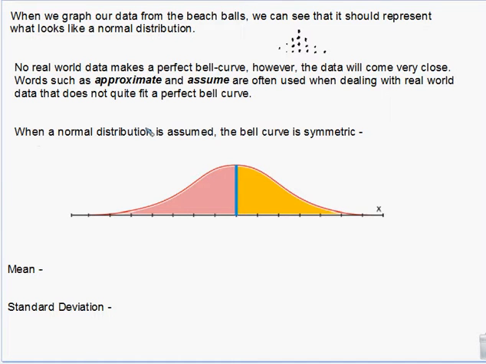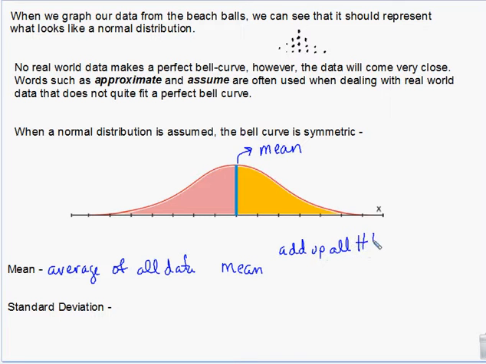When we have a normal distribution that's assumed, the bell curve is symmetric. The tallest point is the mean. Again, the mean is the average of all the data. To calculate the mean, we add it all up and divide by the number of numbers we added. Okay, and that'll give us the blue line, the tallest point in our bell curve.